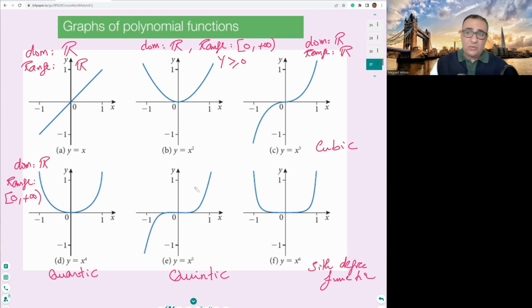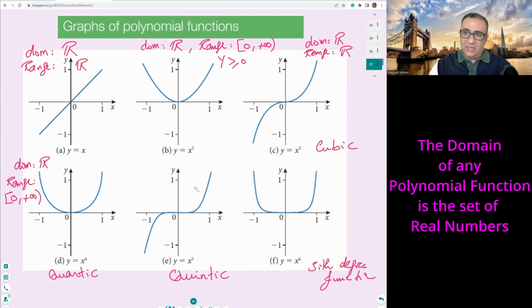As a conclusion, the domain of any polynomial function is the set of real numbers. You can take that as a conclusion for today. But the range depends. The range doesn't have to be the set of real numbers. I hope it was helpful today.